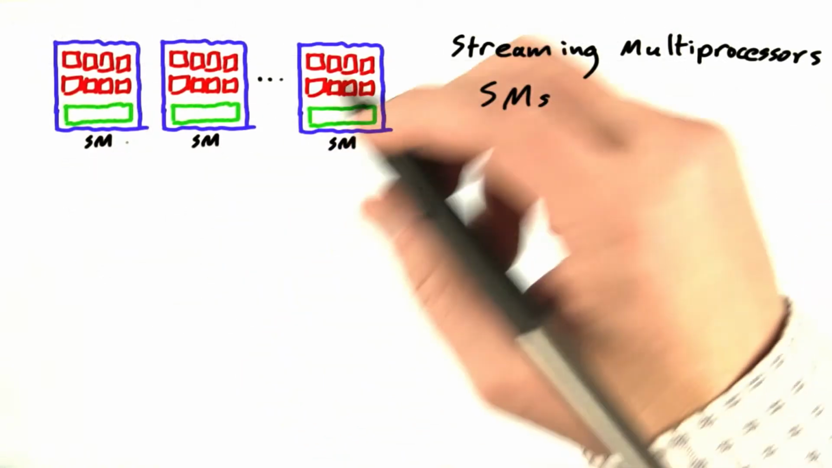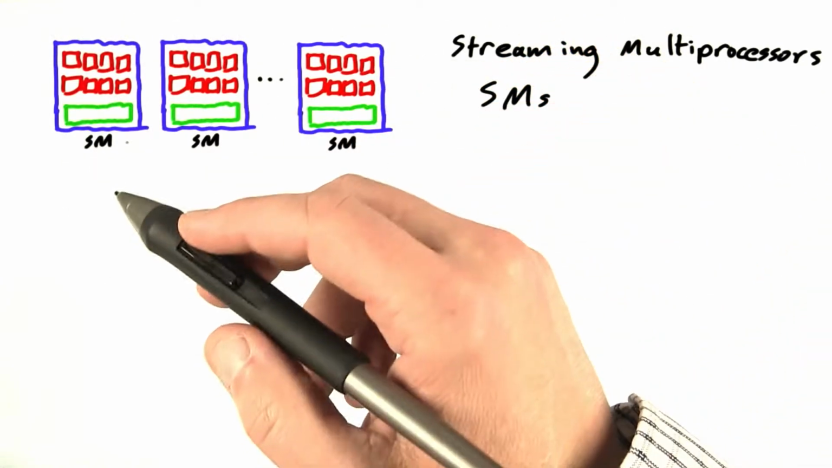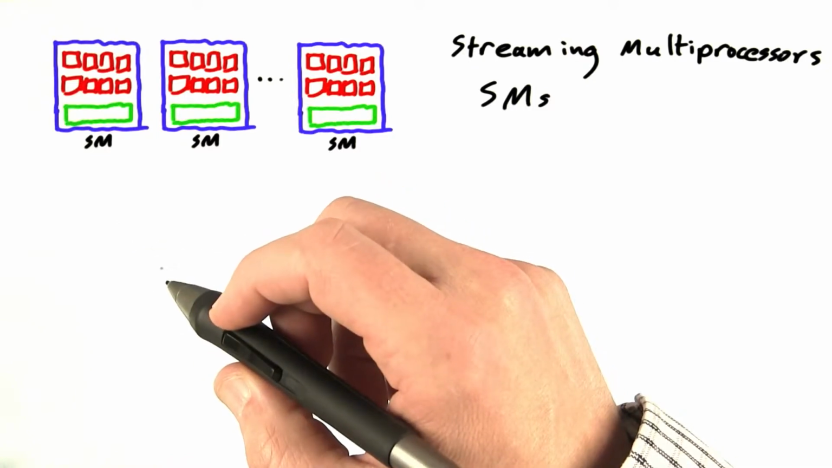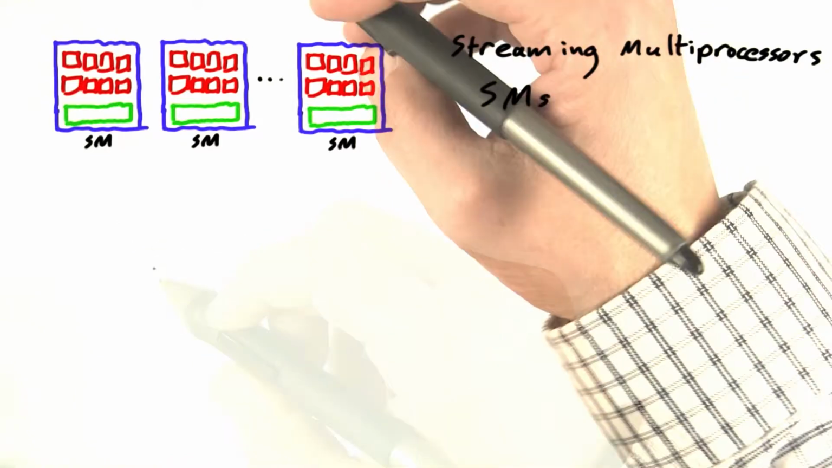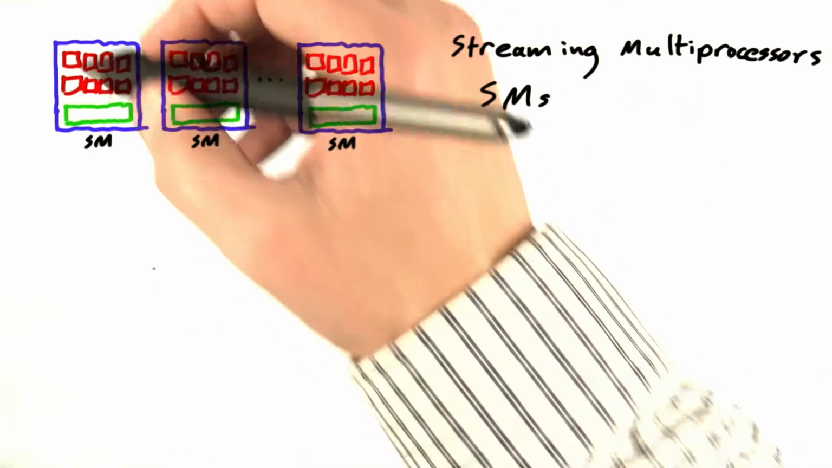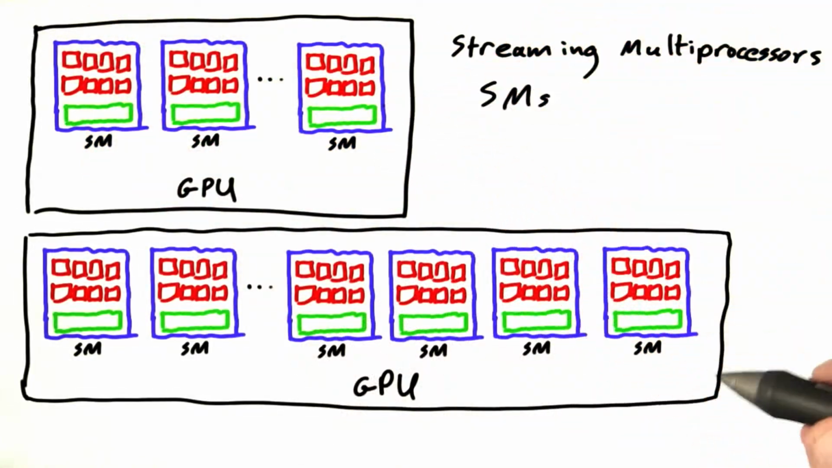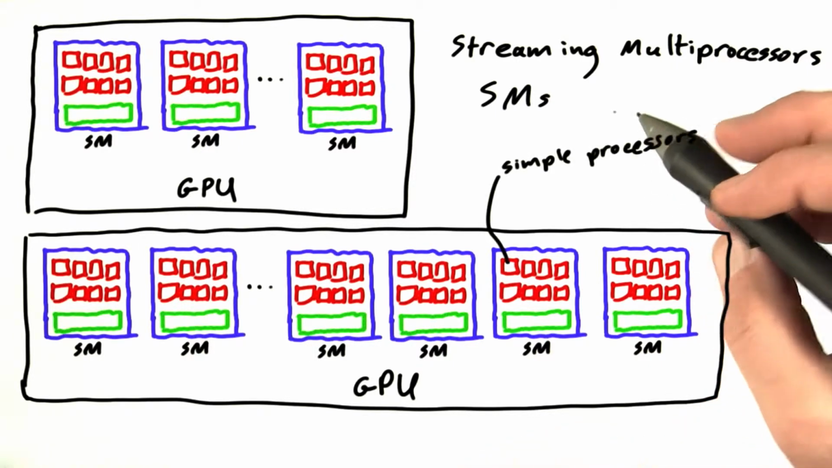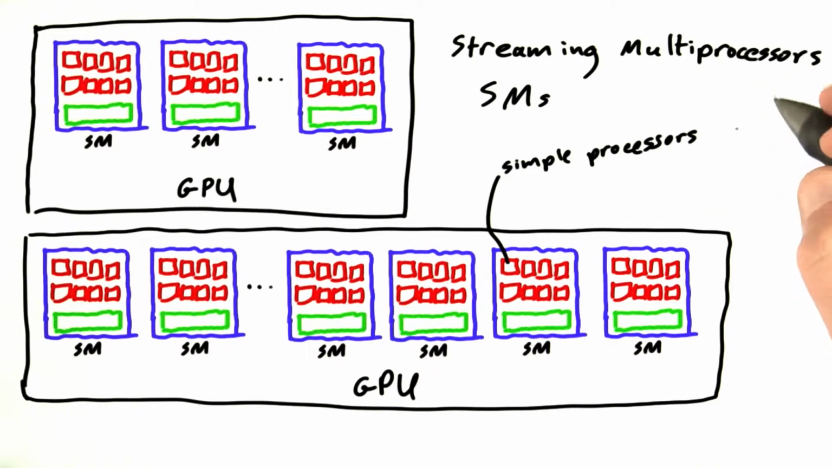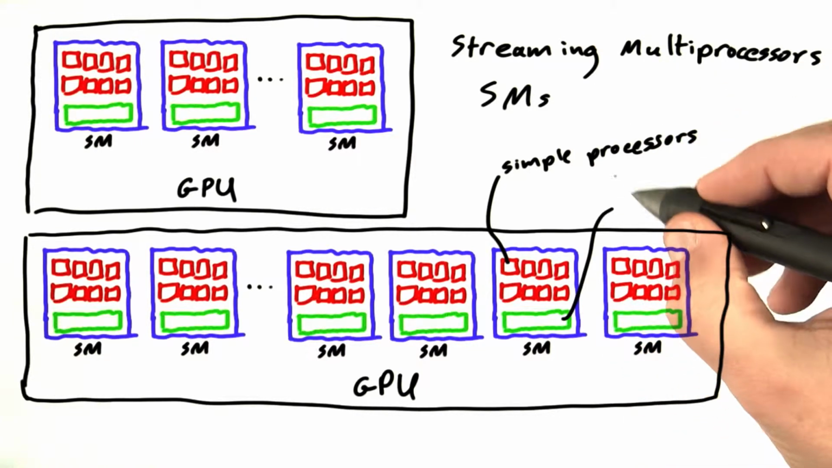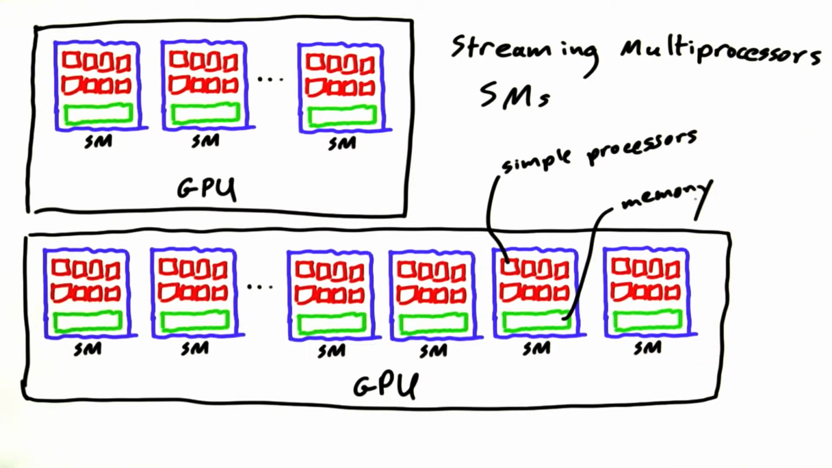At a high level, a CUDA GPU is a bunch of these. We call them streaming multiprocessors, or SMs for short. Now, different GPUs have a different number of SMs. So a small GPU might only have one SM, whereas a really big GPU might have 16 SMs, for example. And an SM, in turn, has many simple processors that can run a bunch of parallel threads. It also has some other things like some memory that we'll talk more about in a moment.